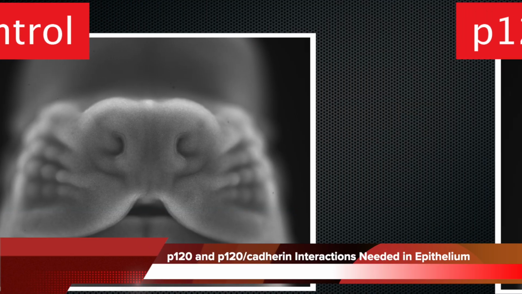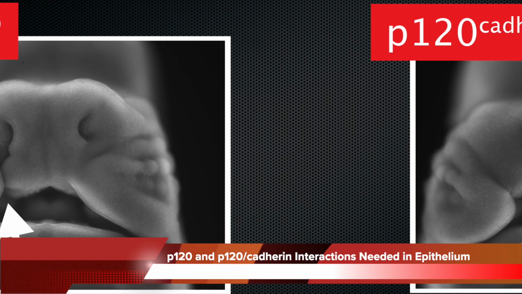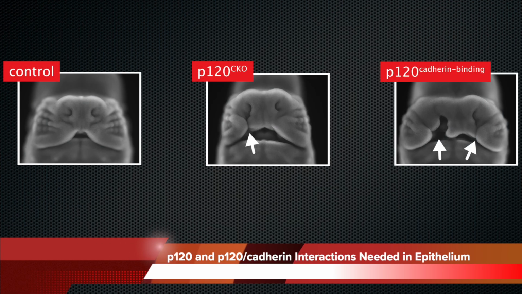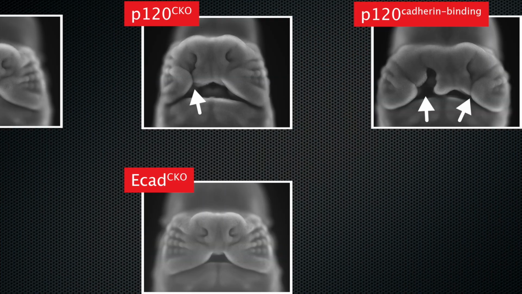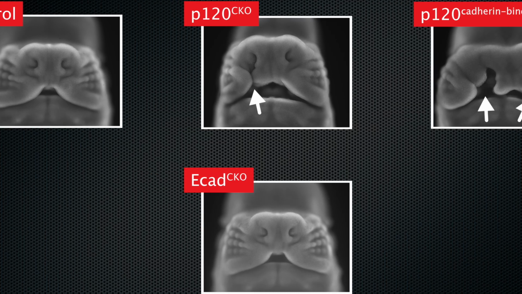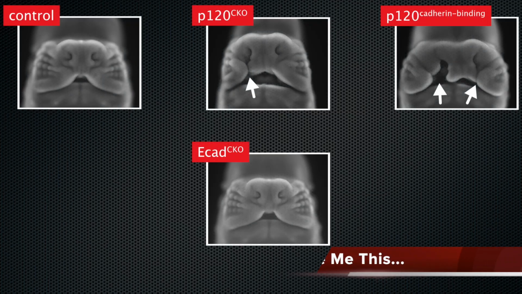Turns out, abolishing P120-catenin and cadherin interactions in the epithelium will result in cleft lip, similar to what happens to complete deletion of P120-catenin in the epithelium. But riddle me this, how is it that losing P120-catenin or P120-catenin cadherin interactions in the epithelium would disrupt fusion, but removal of E-cadherin from the epithelium has no effect?